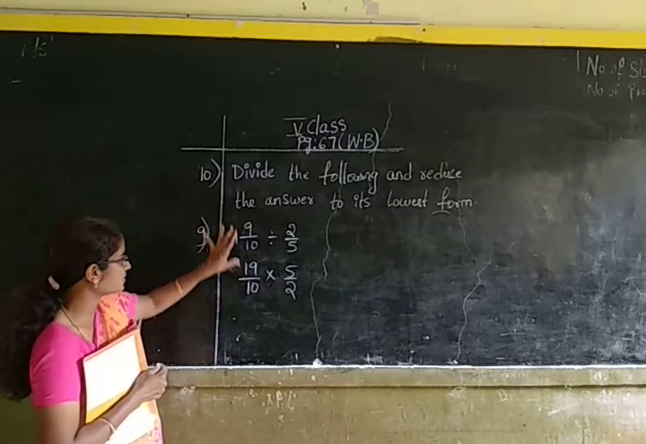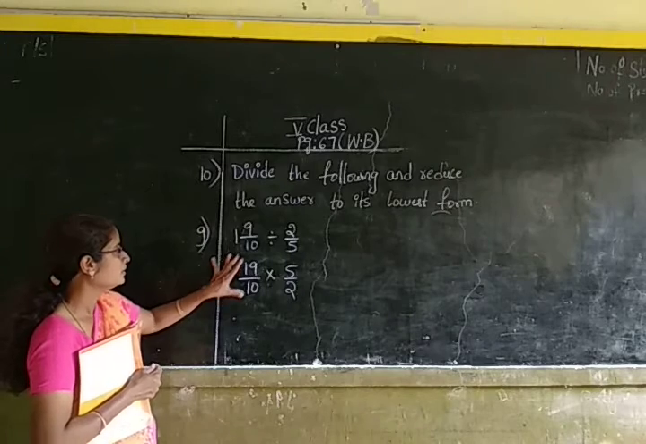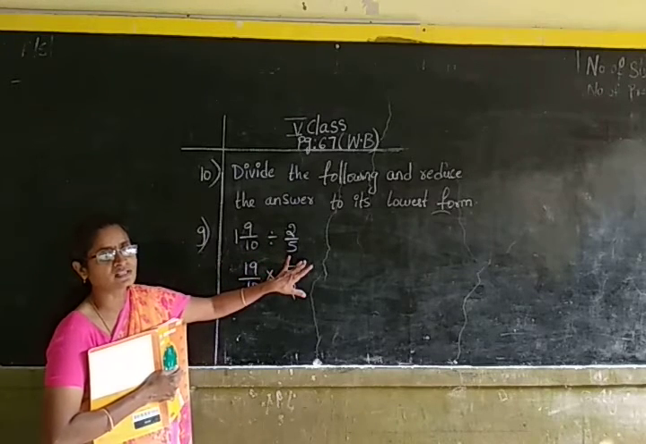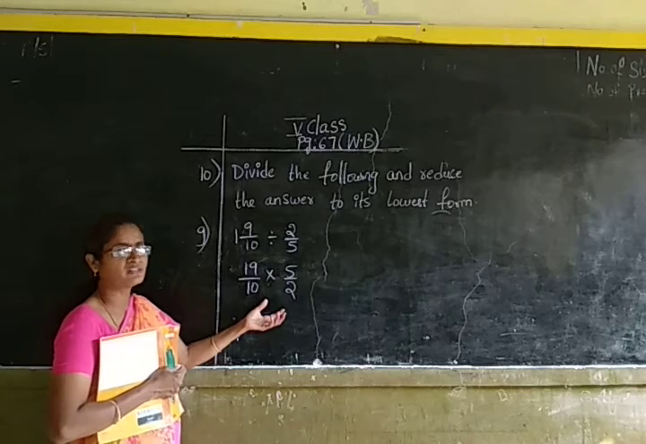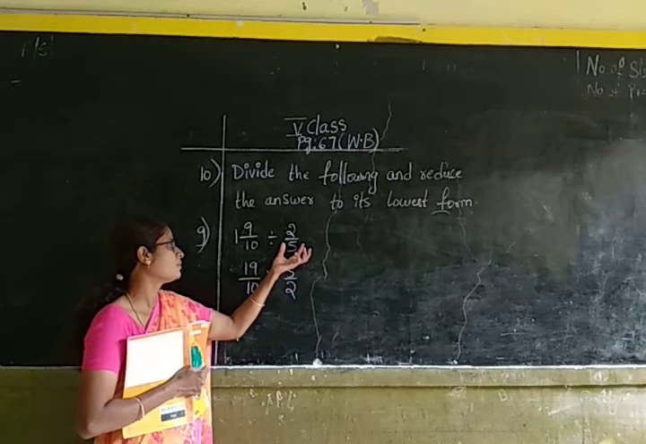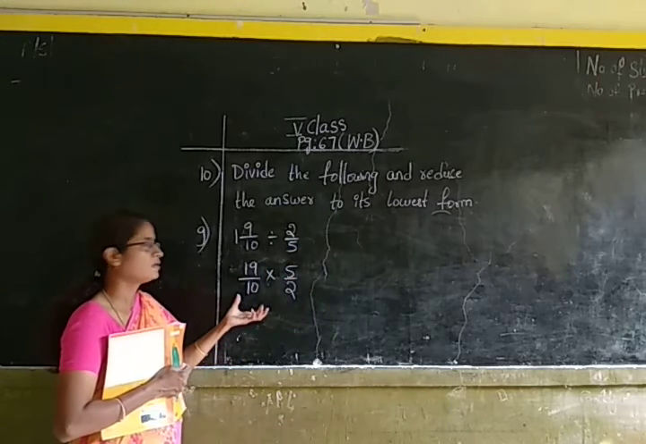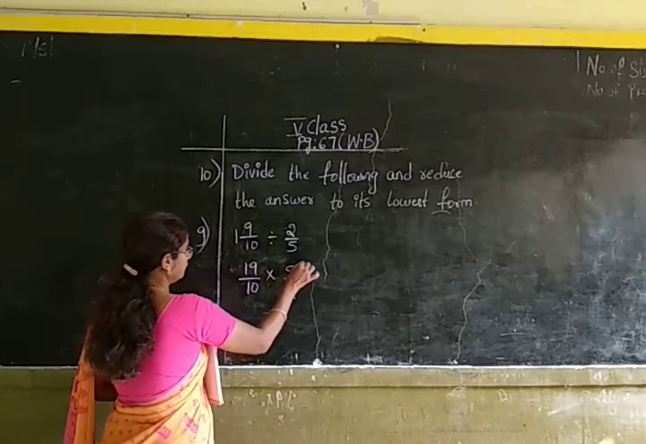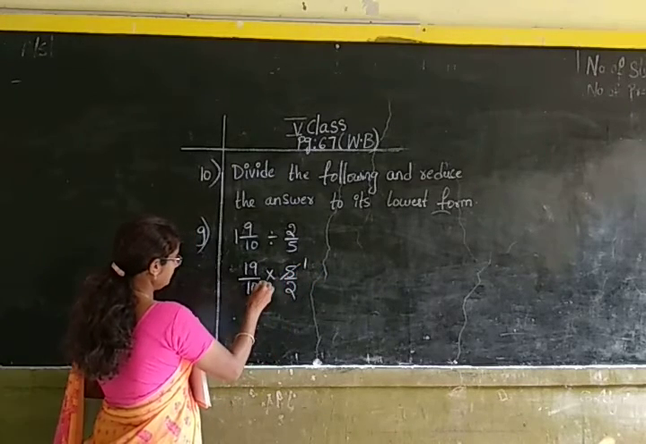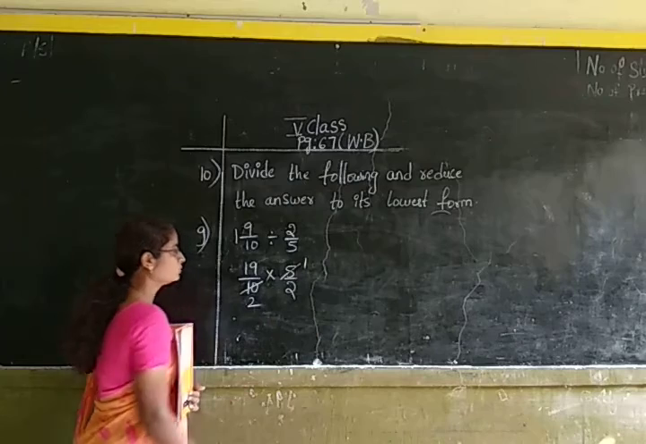You have to write the reciprocal of the second fraction and then multiply it with the first fraction. Here the reciprocal of 2 by 5 is 5 by 2. Now we have to multiply it with the first fraction. Here 5 table goes in 5 one time. 5 table goes in 10 two times.